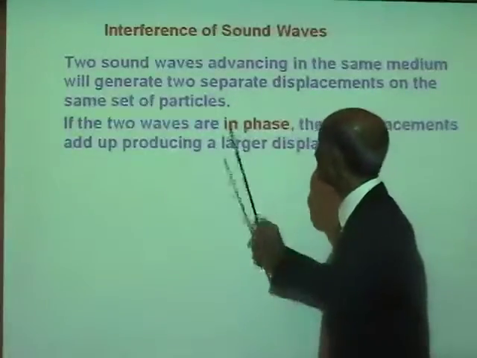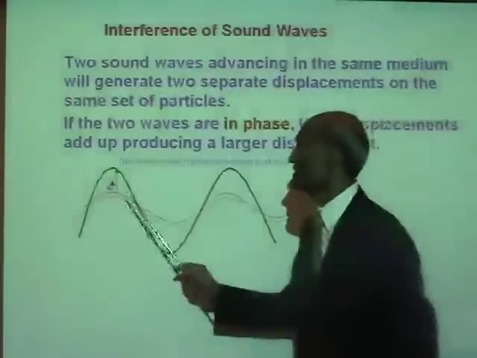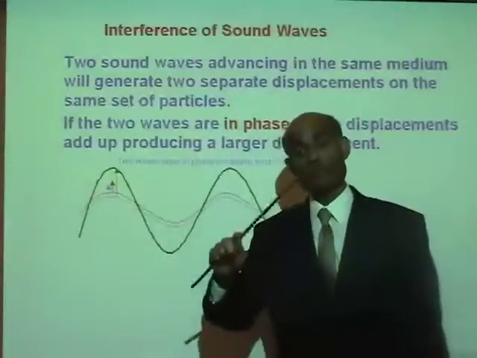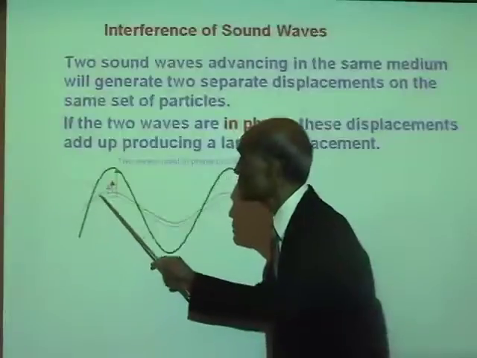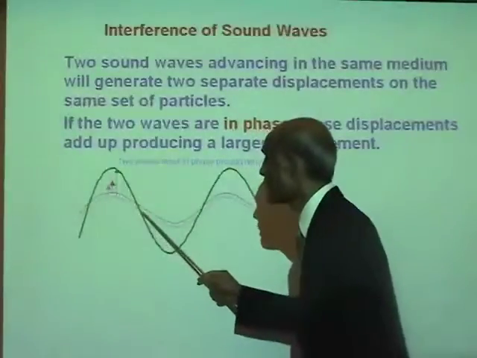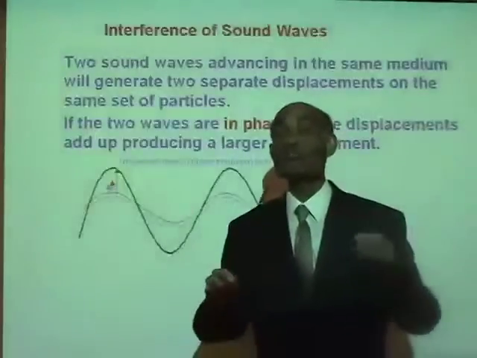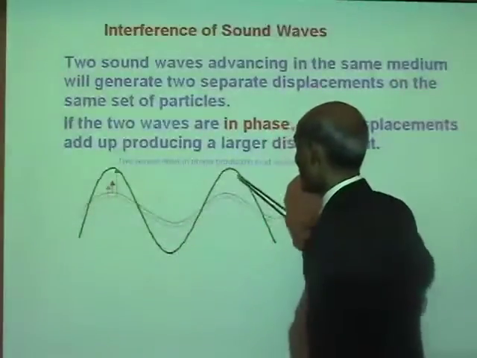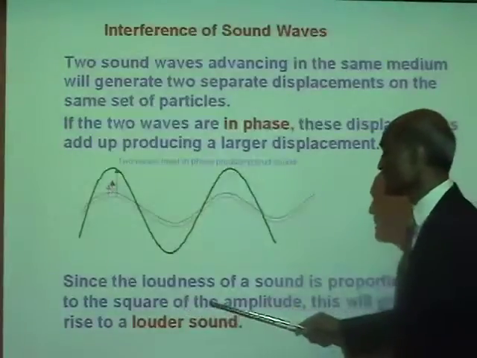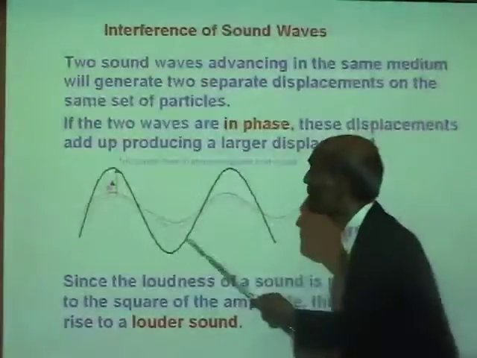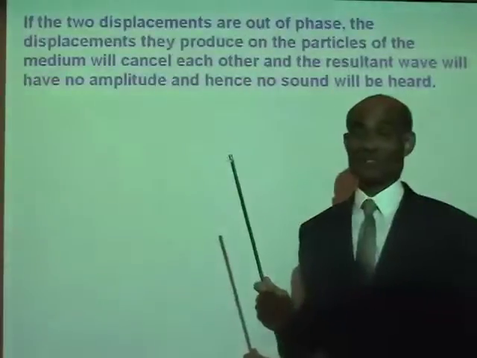If the two waves are in phase, these displacements will add up, producing a larger displacement, like this. Now, I told you I will use the crest and trough method to represent a compression and rarefaction. The compression of one wave falls on the compression of the other. The rarefaction of one wave falls on the rarefaction of the other. That means the waves are in phase. You get a much bigger wave and therefore a much louder sound. So, since the loudness of a sound produced depends on the square of the amplitude, this will generate a much louder sound.